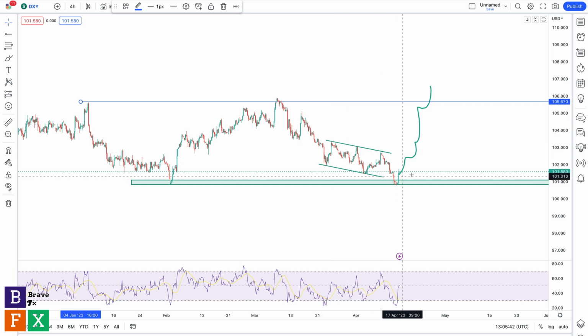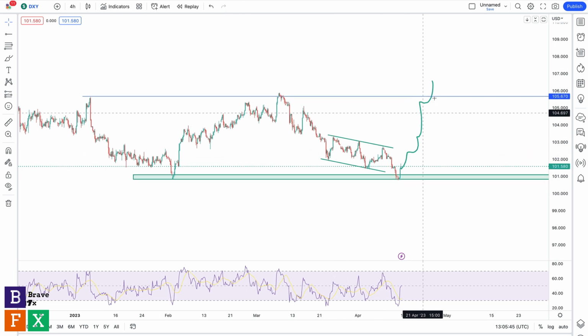So if the DXY rallies to this resistance level, then you can expect some weakness on gold, EUR-USD, GBP-USD, AUD-USD, Nasdaq, and all major currency pairs having the US dollar as the quote currency. And this also corresponds with gold tapping into the all-time highs, right? So this is something I'm going to be watching out for on DXY.